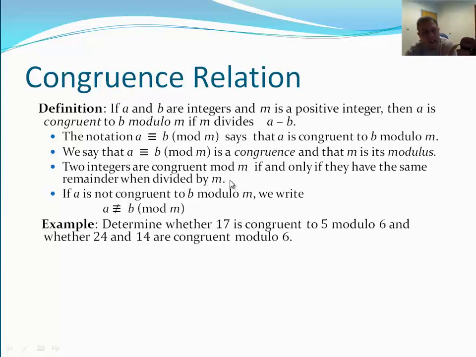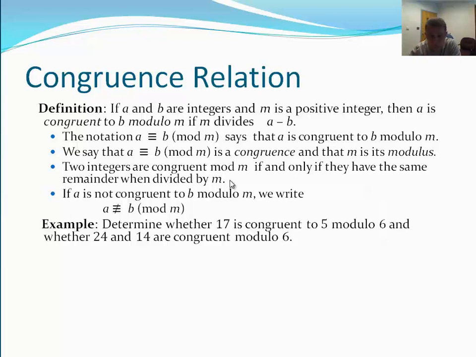So basically I'm saying I have two integers, a and b. If they are both divided by m, they produce the same remainder. All right? For example, 16 and 11. If they are both divided by 5, they generate the same remainder, which would be 1.